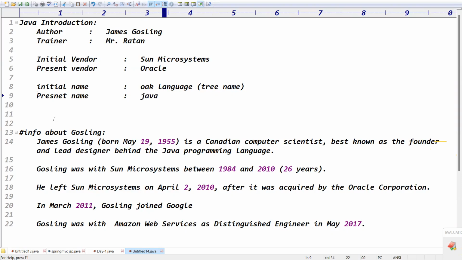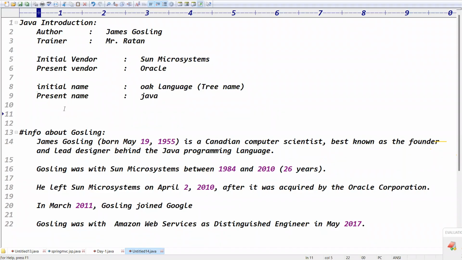The James Gosling team consumed a lot of coffee. The coffee beans are imported from the Java island, right? That's why they gave the name Java, after that island. The initial name of Java is Oak language, like a tree name. Later it is renamed to Java, right? Exactly. The present name is Java.